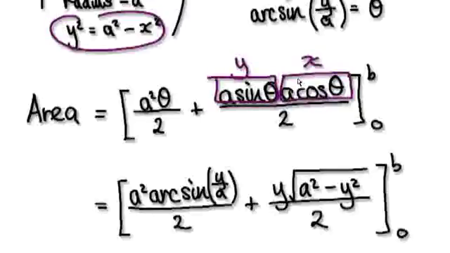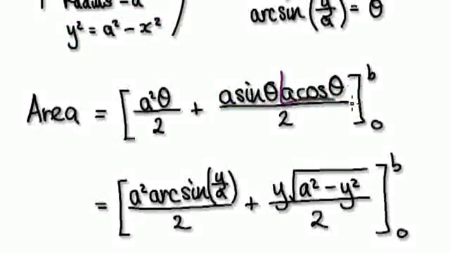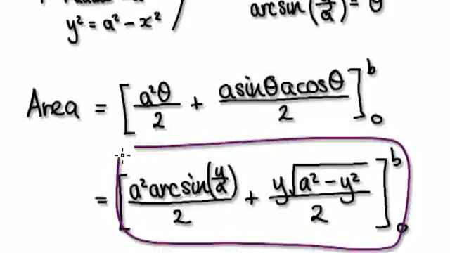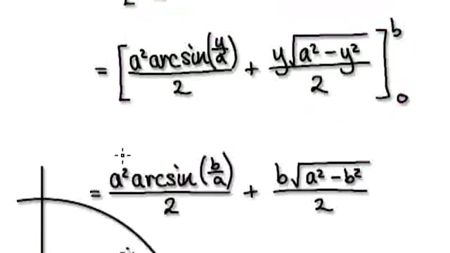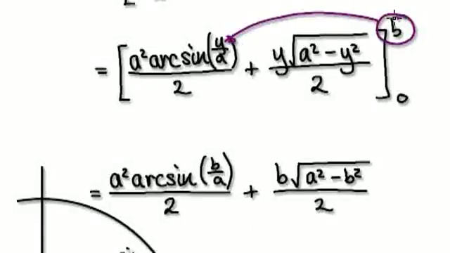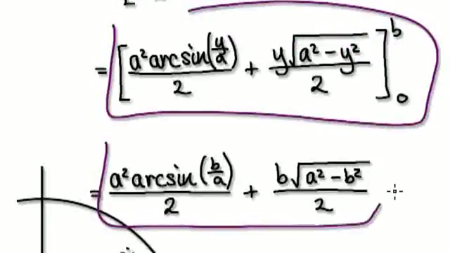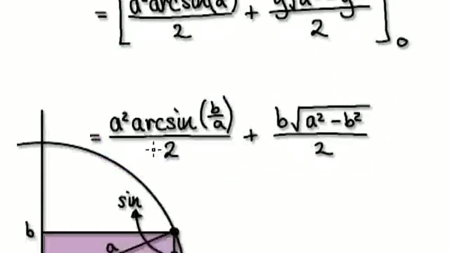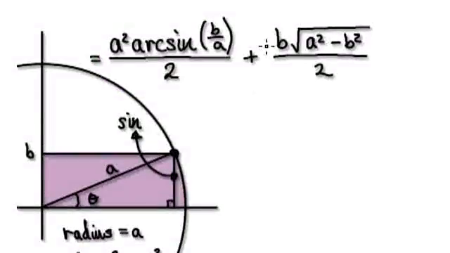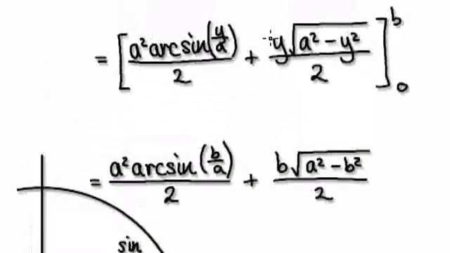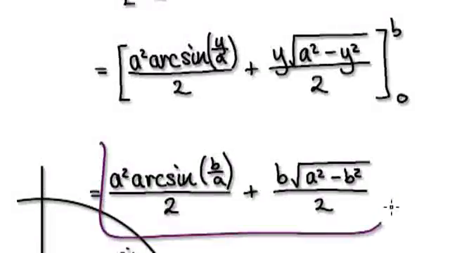So this thing here becomes this. Okay, so overall the area is given by this. So now we can put b back into here. Put b into here and put b into here. So this whole thing here becomes this. Okay, and by the way, I'll continue this in the next video. So overall the answer is given by this.